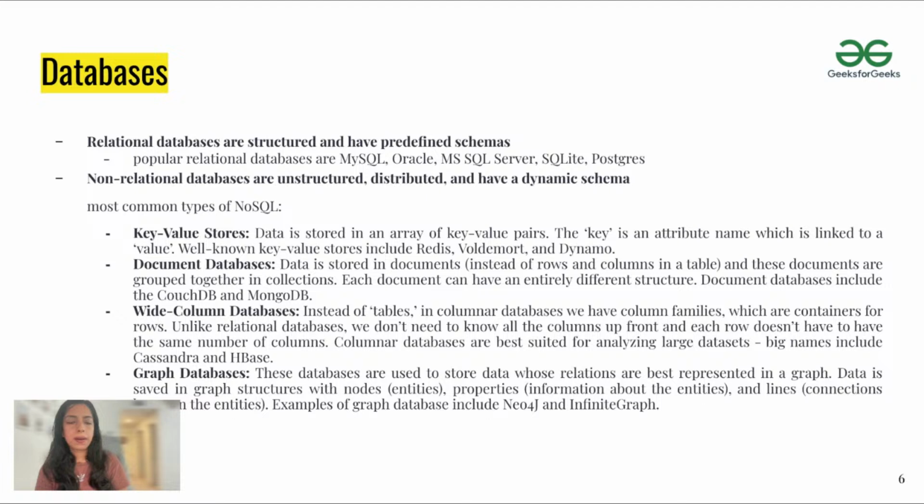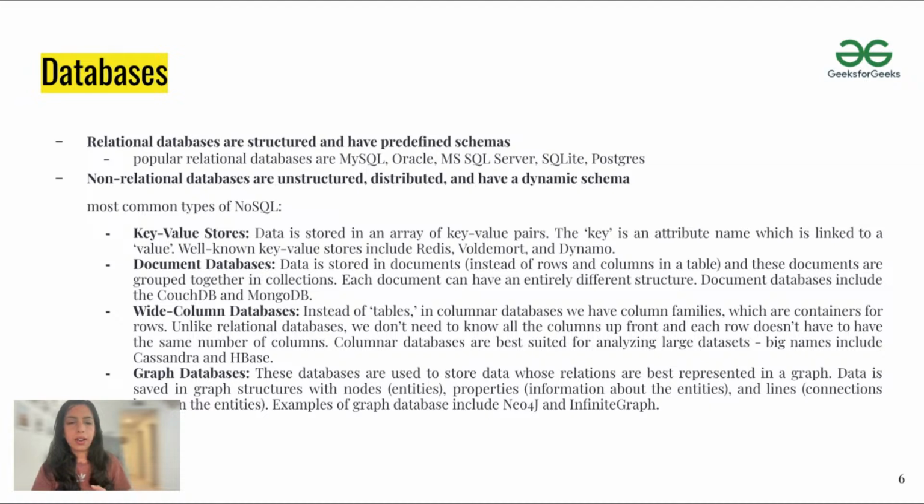The next one is the document database. So here the data is stored in documents. Instead of the conventional rows and columns in a table, these documents are grouped together in collections. Let's say you create a file on your laptop, you have a file name, and inside the file you put all these different lines and paragraphs inside that particular document. So that is essentially how document databases work. Some examples are CouchDB and MongoDB.